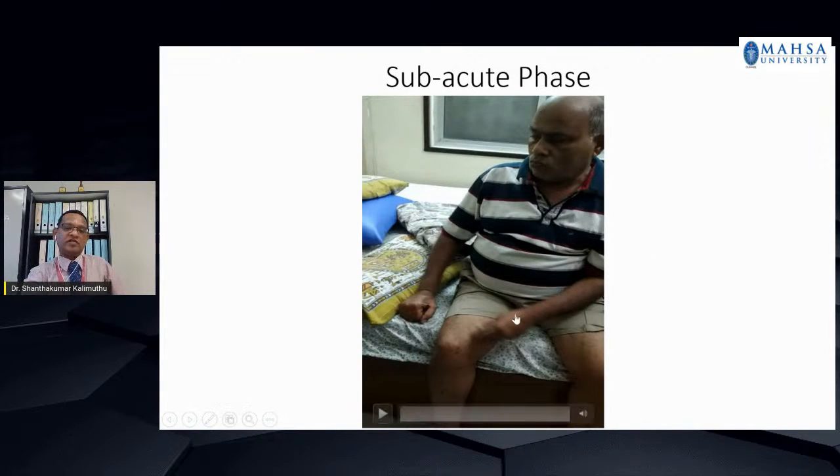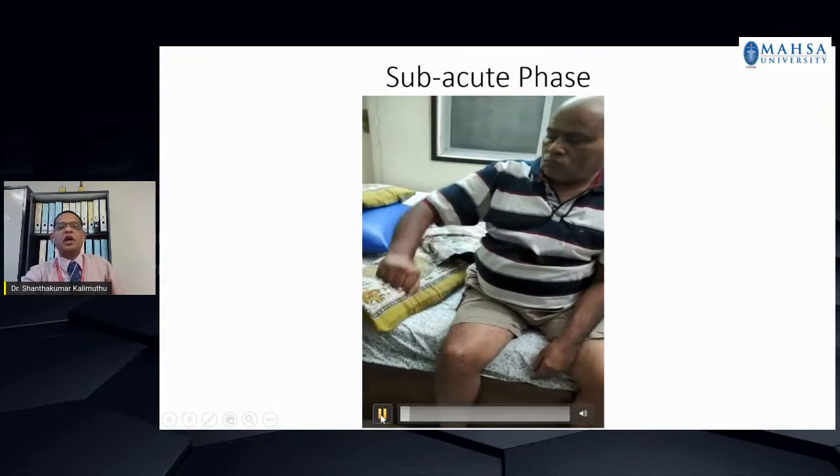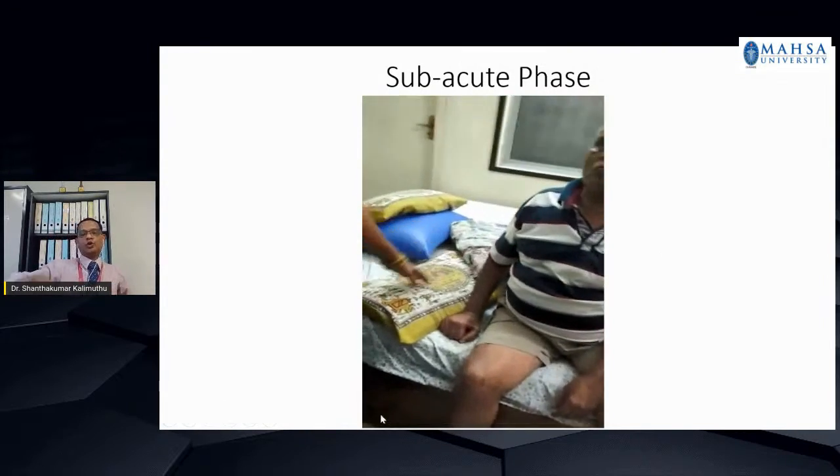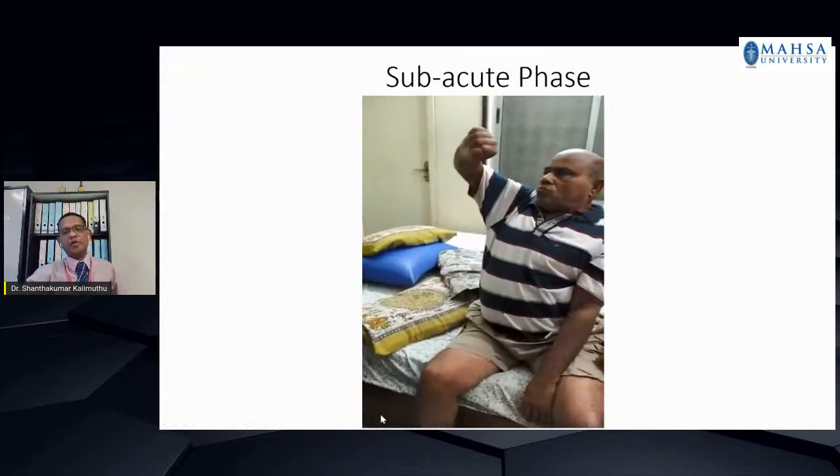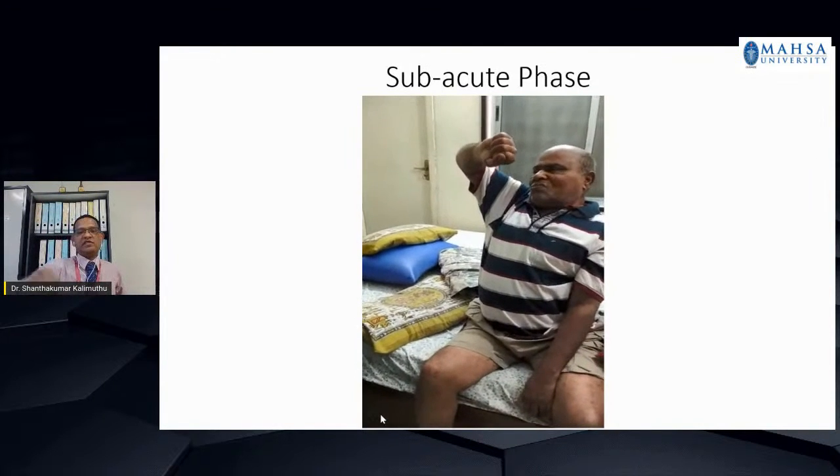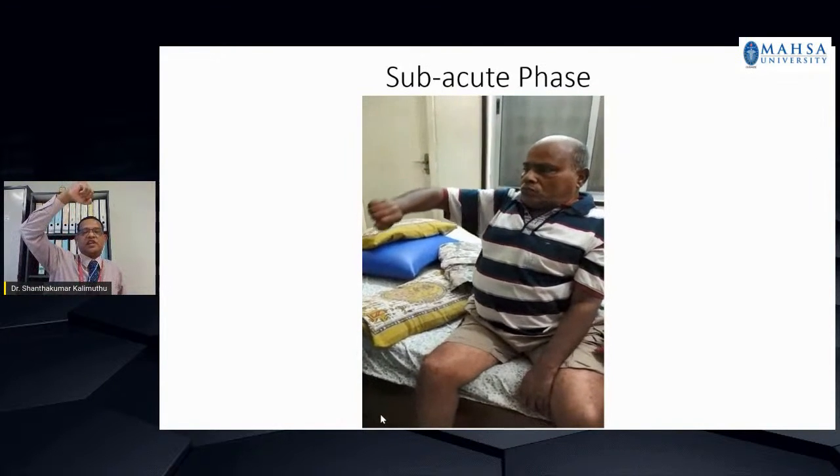In the subacute phase, when you instruct the patient to do shoulder flexion, this was evaluated at 2 months duration, and here you can see this is the flexion of the arm.